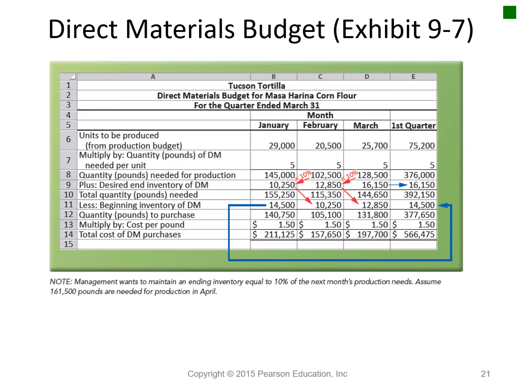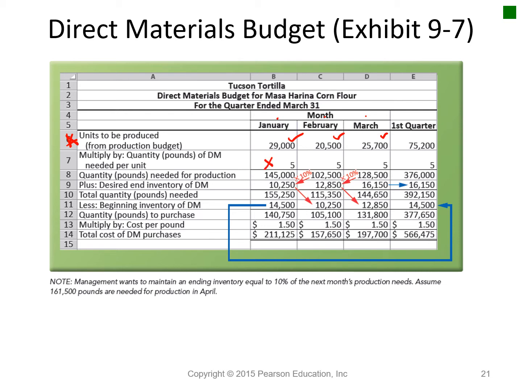So here's an illustration, Exhibit 9-7. Notice in this case we've got January, February, March. Look at the starting point. You've got your production budget given at 29,000, 20,500, 25,700, and so forth. And then notice they're making you do a conversion. Every problem will tell you how many pounds or kilograms or how many parts of the raw material goes into each product. And in this case, it's going to be 5 pounds of direct materials per unit.